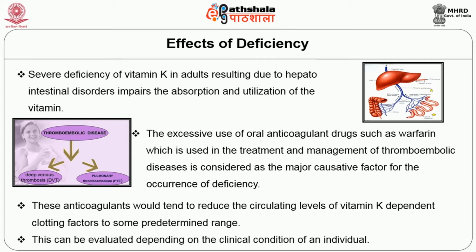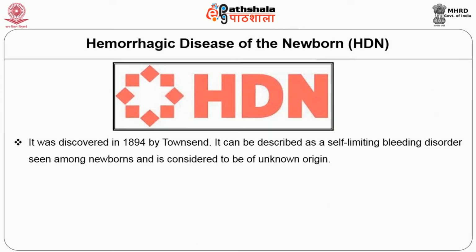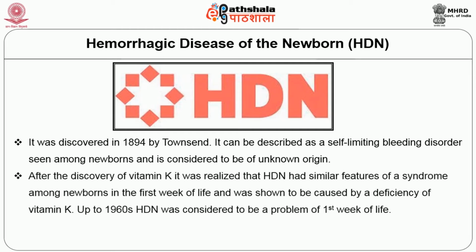This can be evaluated depending on the clinical condition of an individual. The next one, the hemorrhagic disease of the newborn. This was discovered in 1894 by Townsend. It is described as a self-limiting bleeding disorder which is seen among newborns and it is considered to be of unknown origin. After the discovery of vitamin K, it was realized that HDN had similar features of a syndrome among newborns in the first week of life and it was shown to be caused by a deficiency of vitamin K.